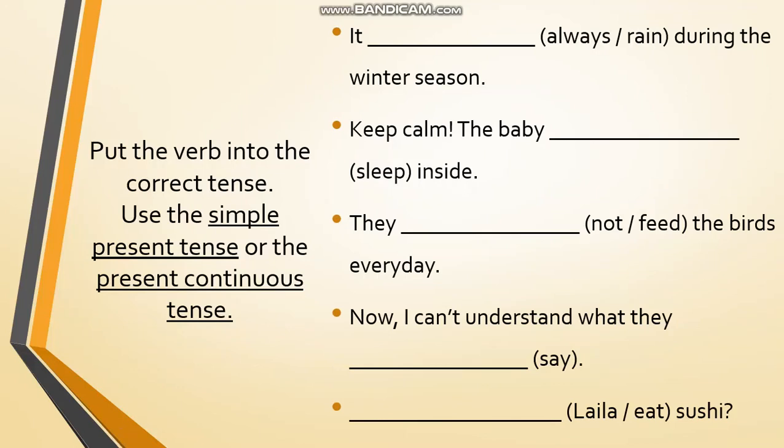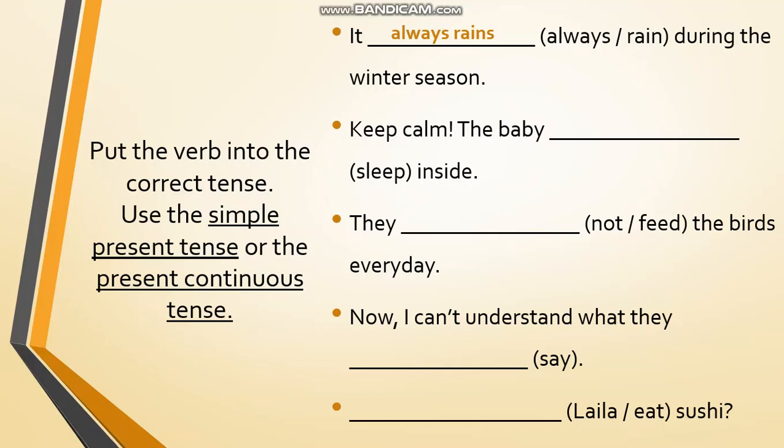Here I have 5 sentences and they told me to put the verb into the correct tense and I should use the simple present tense or the present continuous tense, which is also the present progressive tense. Let's start with the first one. It always rains during the winter season. First, this sentence is a fact. Okay, and I have always, so for sure I should use the simple present tense. It is a singular subject, so I put always rains. I add s to the verb.